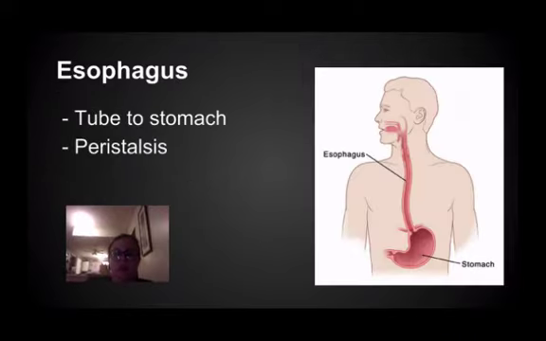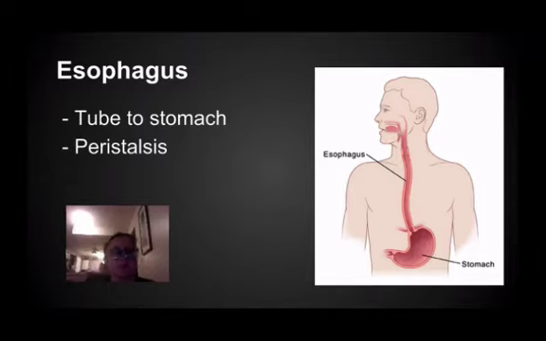Okay, so after the mouth, the food will then travel down the esophagus. So this is very obviously a tube. This is the tube that leads from the mouth into the stomach. And it's not just an open tube that food falls down. What the esophagus does is something called peristalsis. So it has these contractions that actually push food down the esophagus into the stomach.